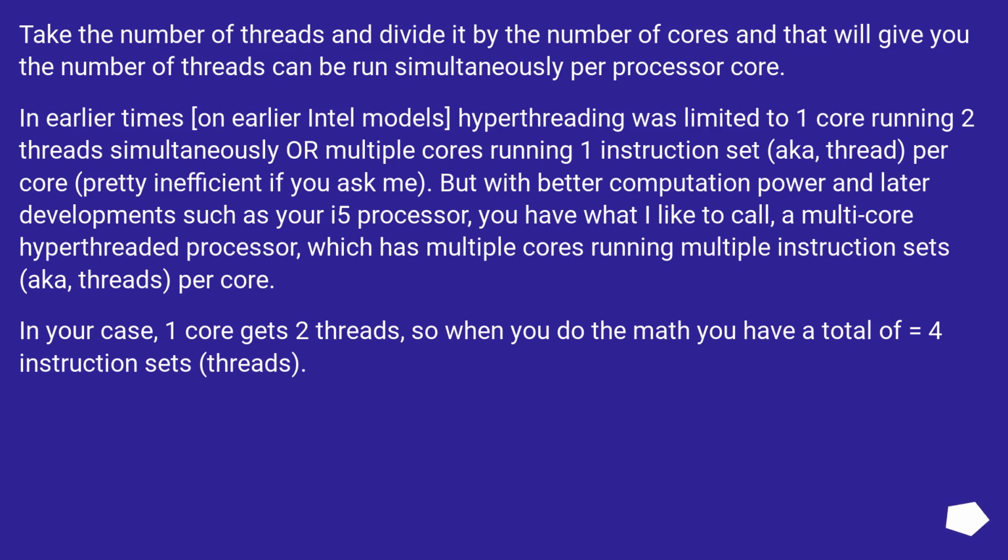But with better computation power and later developments such as your i5 processor, you have what I like to call a multi-core hyperthreaded processor, which has multiple cores running multiple instruction sets, aka threads, per core. In your case, one core gets 2 threads, so when you do the math you have a total of 4 instruction sets, threads.